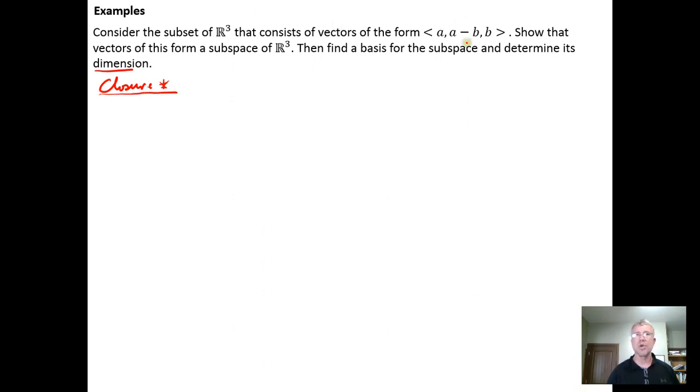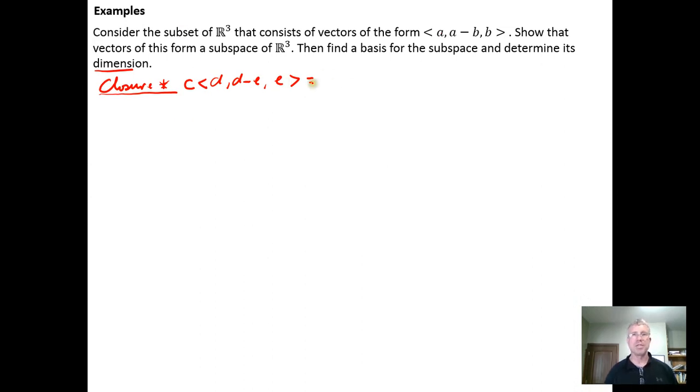To show closure under scalar multiplication, we'll grab a scalar c and multiply it by a vector that has this form. There's a vector that has the form (a, a minus b, b). We don't want to use c for a vector component, because I'm using c for my scalar, so it's going to be d. We'll do (d, d minus e, e). So still a vector of the correct form.